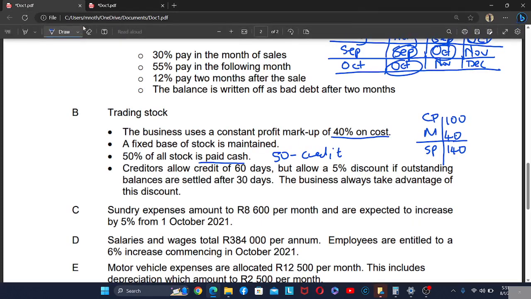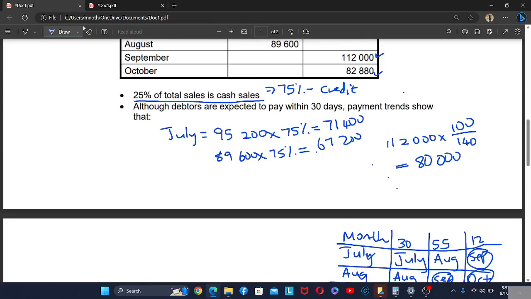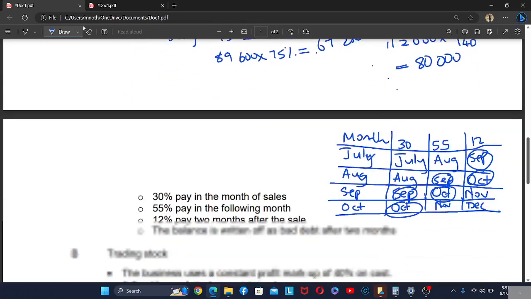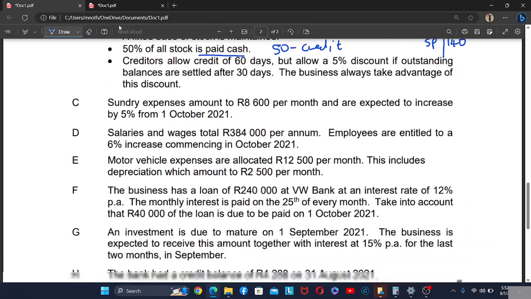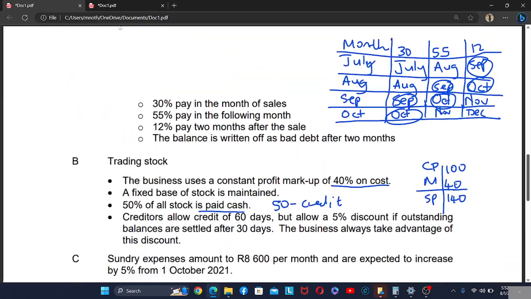Now, we are just going to say 80 multiplied by 50%, and then we're going to get that 40,000 for the cash purchases. So it's already given. Okay, so we have the cost of sales, which are 80,000 for September, and then creditors allow credit of 60 days, but allow a 5% discount if outstanding balances are settled after 30 days. The business always take advantage of this discount.